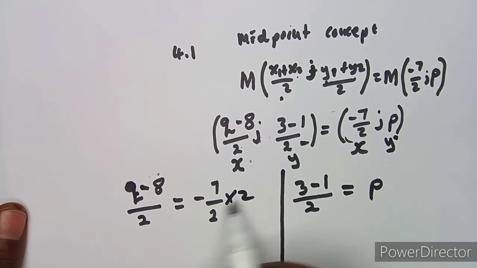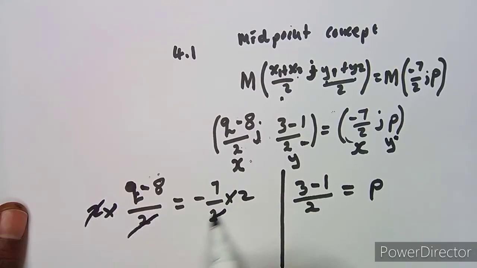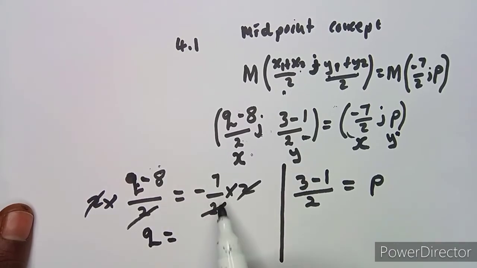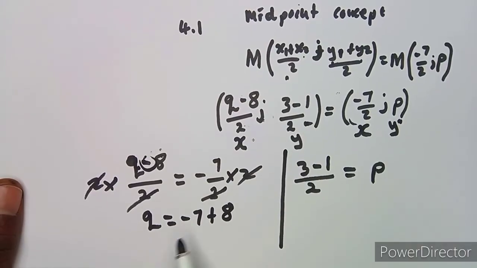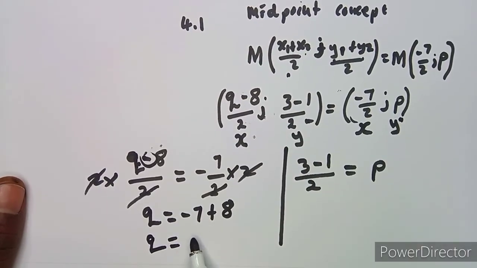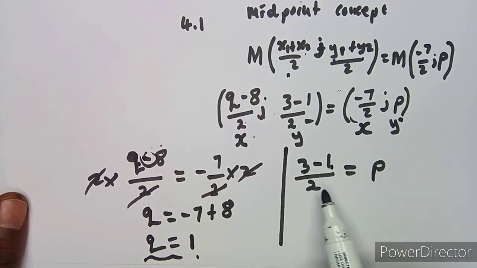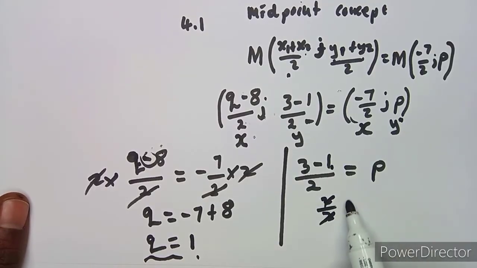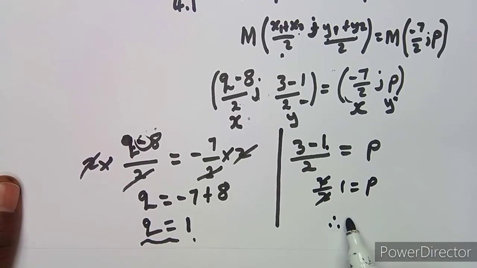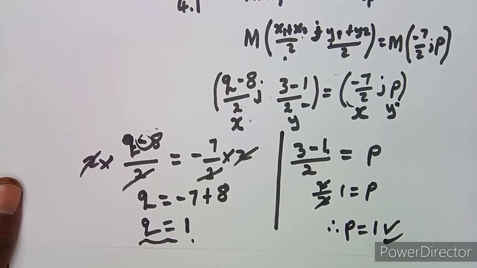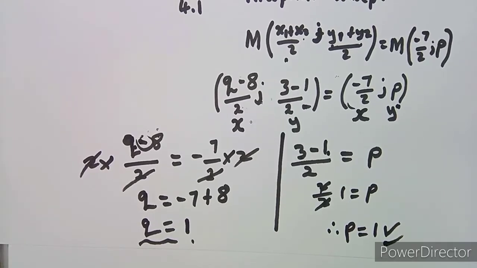Okay, so multiply by 2 here. This is going to cancel. So q is equal to, we transpose this to the other side, so it will be minus 7 plus 8, because it was a minus, so it will be plus 8. And q is going to be minus 7 plus 8, which is the same as 8 minus 7, which is 1. For p, 3 minus 1 is 2 over 2, which is 1. So p is also equal to 1. So p is 1 and q is 1. That is what we're having, guys, from the midpoint concept.